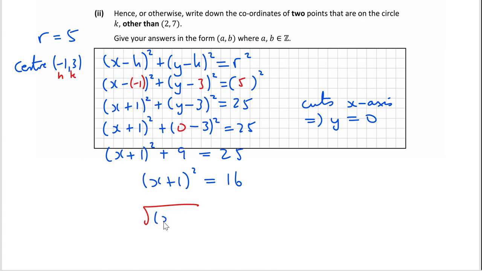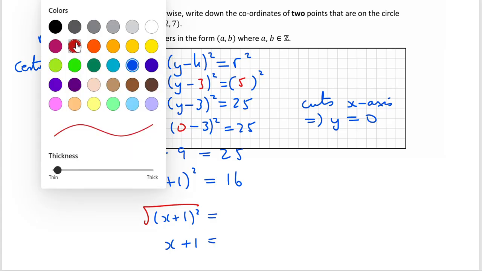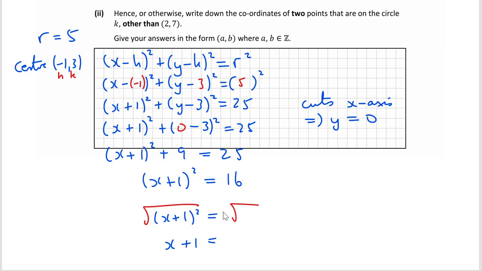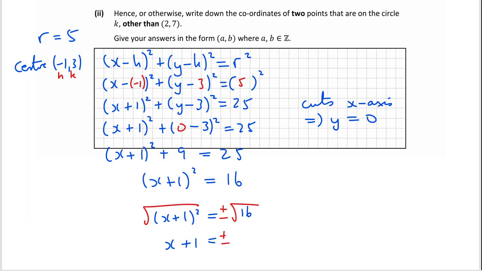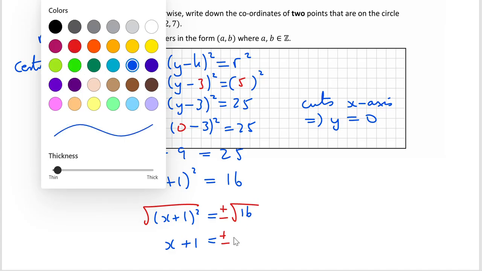Watch this, pretty cool here. x plus 1 to be squared. If I take the square root of this side, I'm going to be left with x plus 1. But this is the only time now in your course you've got to watch out for this. You're actually going to get 2 answers here. Square root of 16, you're going to get a plus 4 and a minus 4.